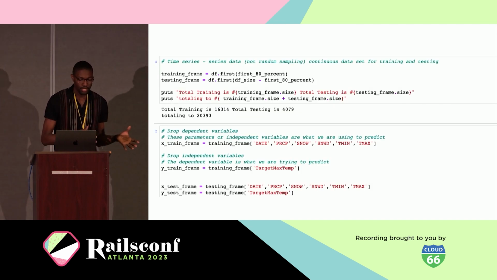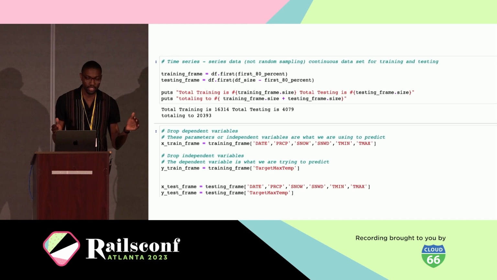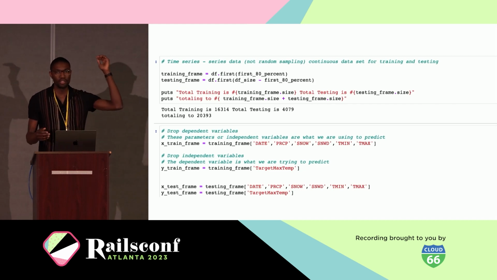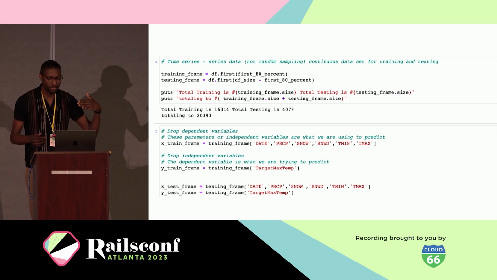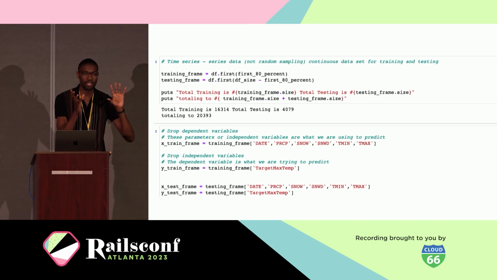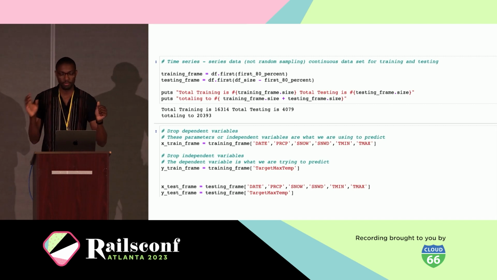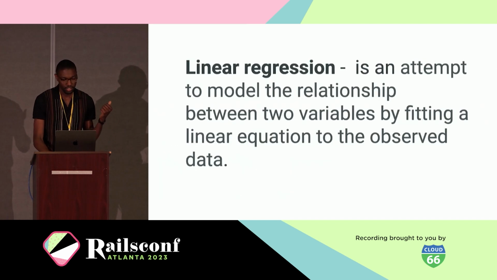So what I did here is I just split the data into two. This looks really complicated. I basically took the first 80% of the rows, and I said that's going to be my training data set, and I said the last 20% are just going to be my testing data set.